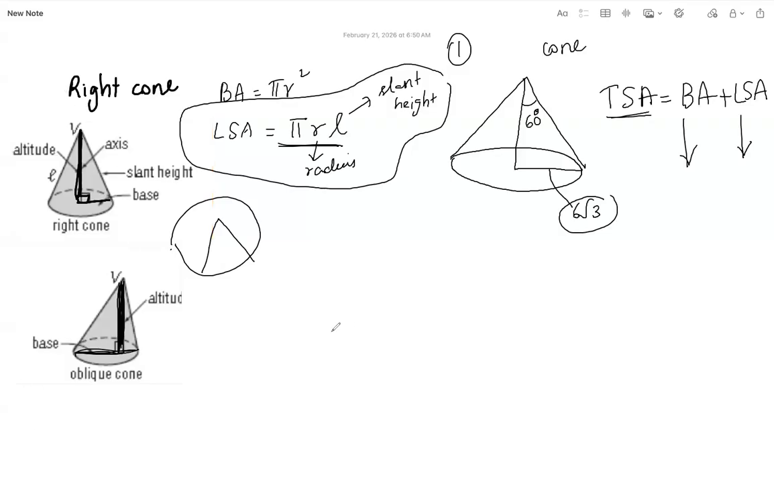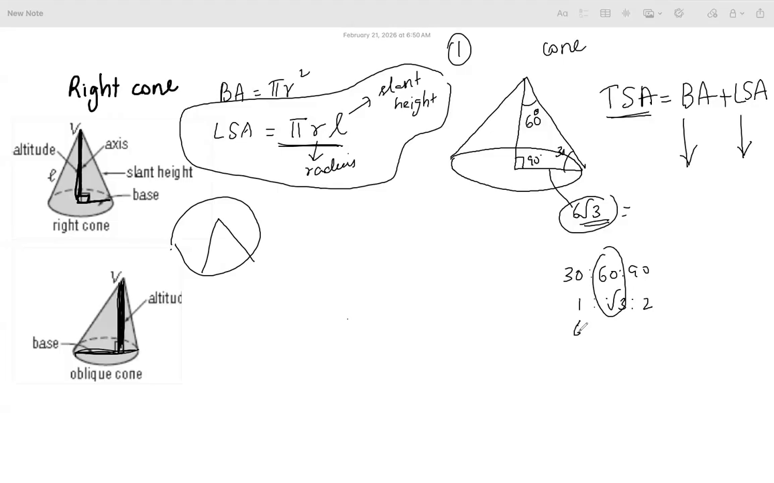Now let's go ahead and try this one. 6 root 3. This is a 30, 60, 90 triangle. A 30, 60, 90 triangle is in the ratio 1 is to root 3 is to 2, right? So the side opposite is 6 root 3. As a result, the 1 is 6, the root 3 is 6 root 3, and the 2 is 12. So this is 12. This is 6.